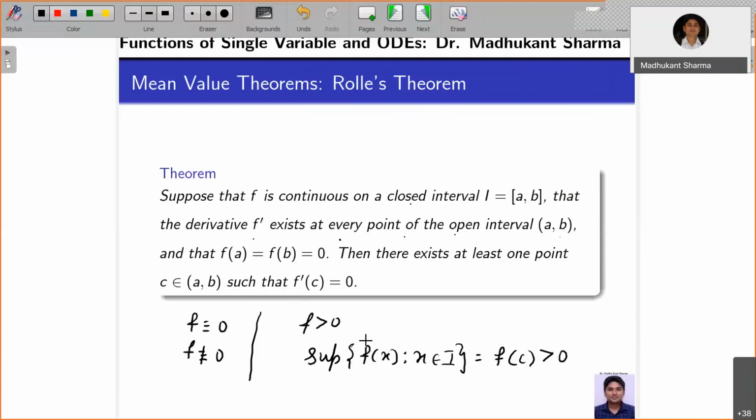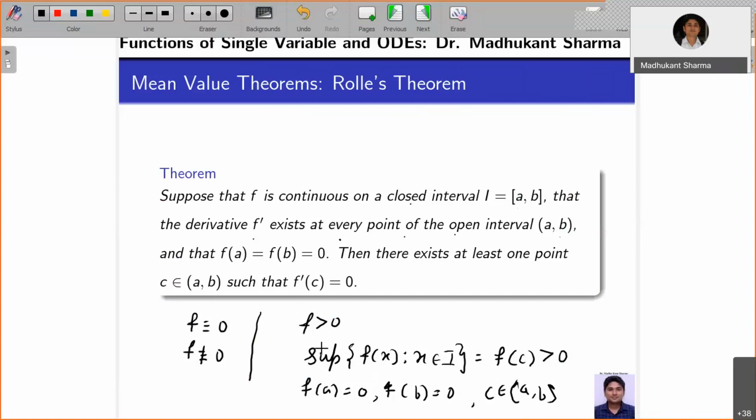Furthermore, f of a is 0 and f of b is 0. Since f of c is greater than 0, certainly c is neither a nor b. So c must be inside the open interval AB. c must be an interior point of the interval AB.